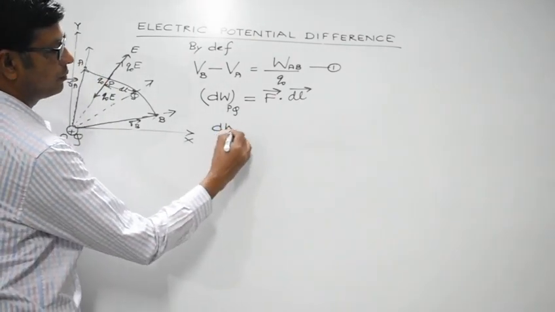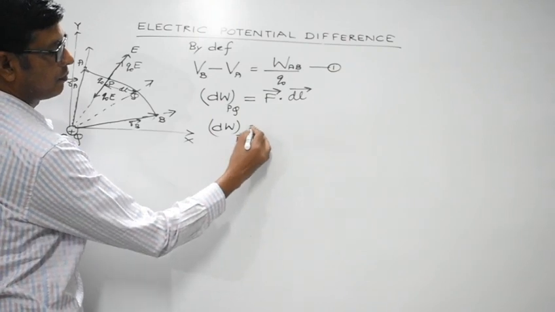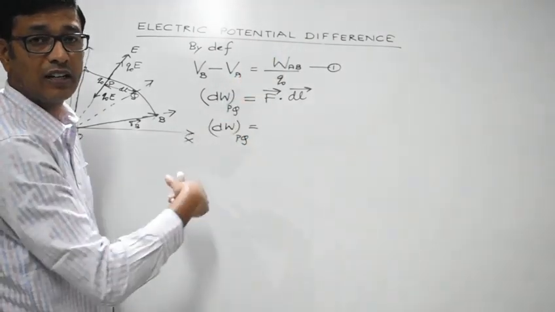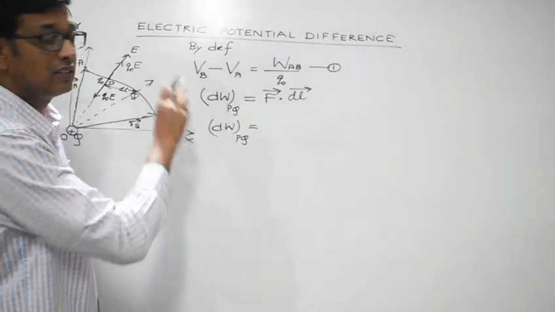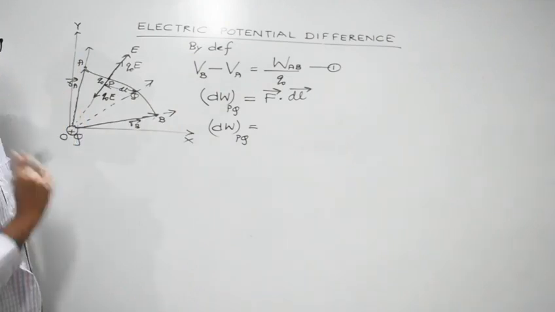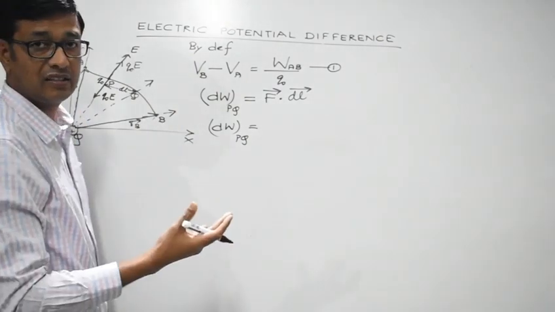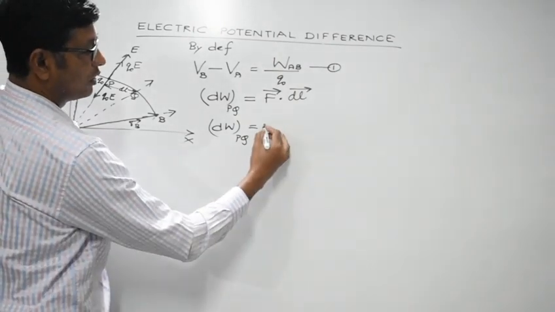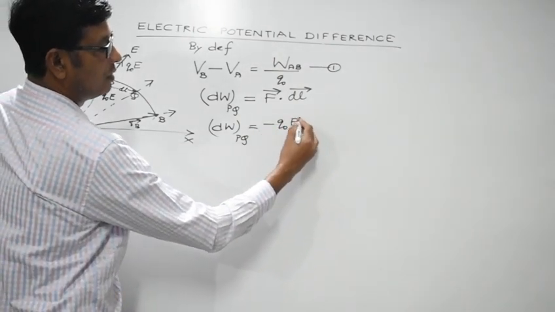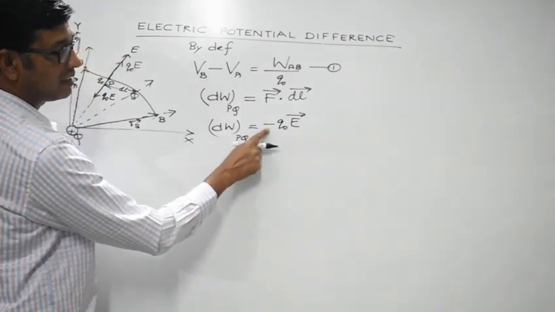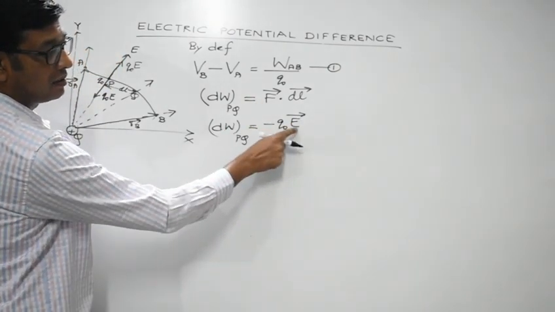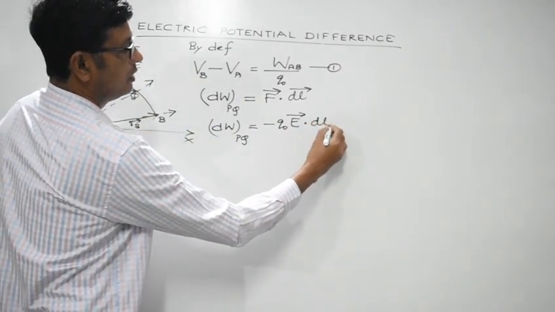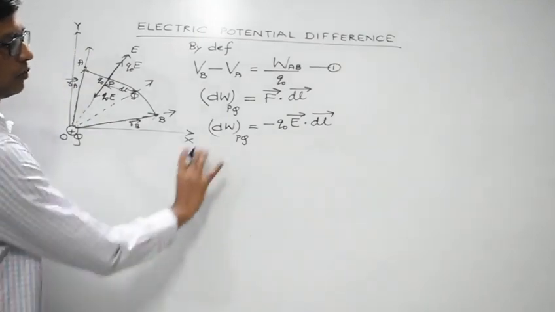Therefore, F vector is the applied force. It should be applied in a direction opposite to that of the electric field, so that it balances this force and the net force becomes 0. It is only in this case that the charge can be moved along any arbitrary path without any acceleration. So it should be minus Q0 E. This is very important. The minus sign indicates that the force is to be applied in a direction opposite to that of the electric field. Dot dl vector. This is a small work done.